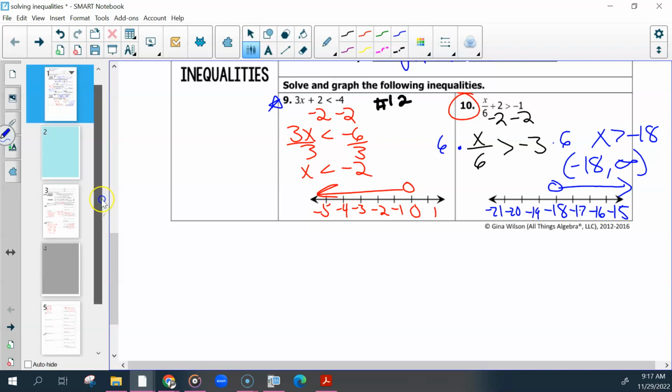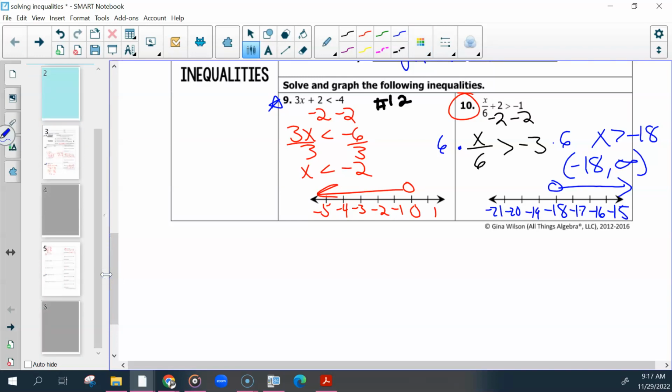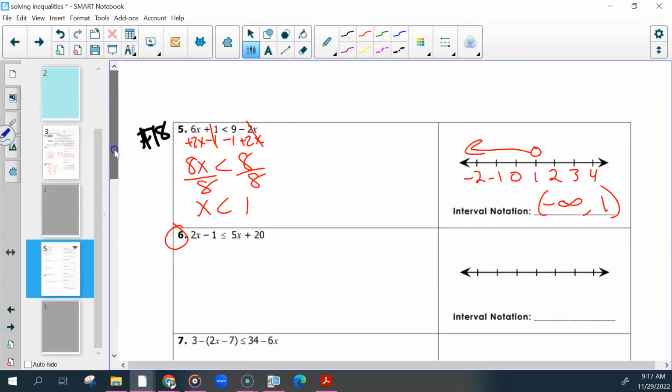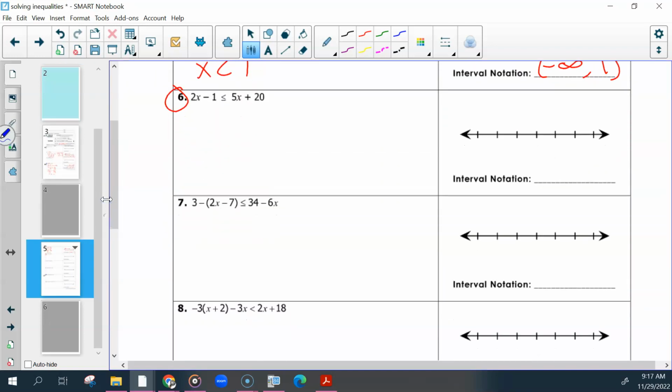And then let's go back to 6. Right. 6 is going to be very similar to 5, but it's less than or equal to. So pick and choose what you want to move. If you want to move 2x over, then you have to move 20 over, or vice versa. So if we get rid of 2x, I would need to subtract 20. If you wanted to get rid of the 1 instead, you'd be getting rid of 5. It's always just the opposite. So we have -21 is less than or equal to 3x.